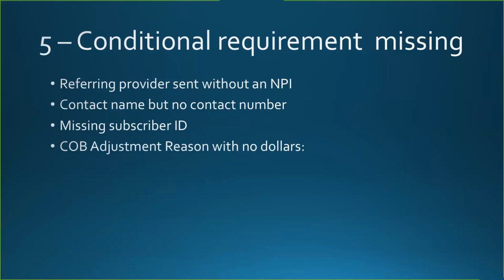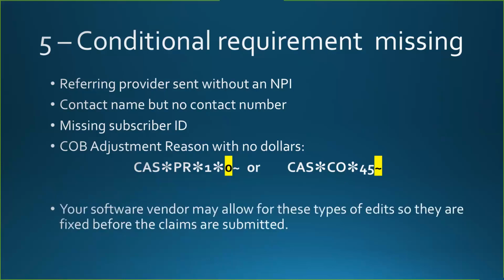And then another common edit is that COB adjustment reasons are sent with no dollars. So here we have a patient responsibility of deductible with a 0. So that shouldn't be sent at all. That could be a software issue you're having. Or in this example, we have a contractual obligation due to your contract and no dollars were sent at all. So those are both examples of bad EDI, and those need to be corrected. I would work with your software vendor. So talk to them. Like I said, you're going to be on a first-name basis with them.